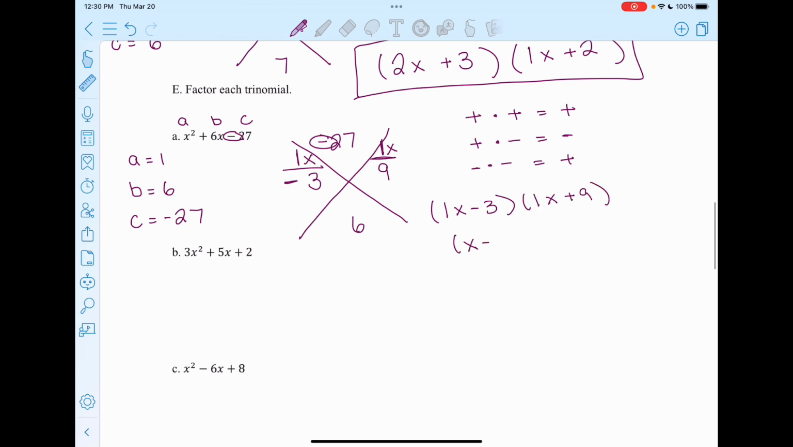You also can choose not to write the 1 in front of the x because it is imaginary. And so your factors will be x minus 3 and x plus 9.